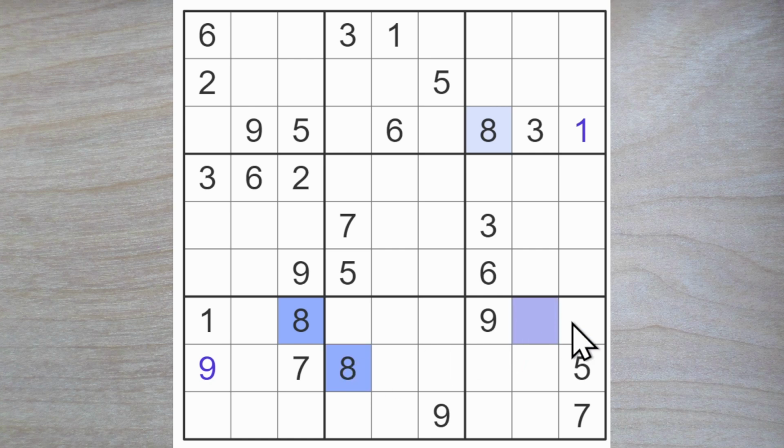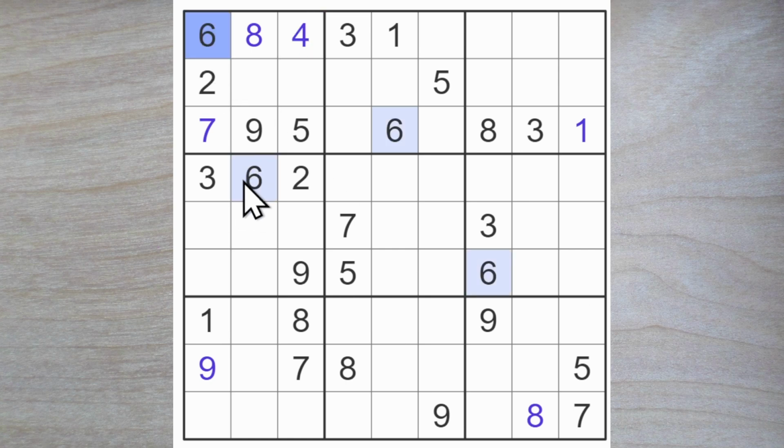Two 8s blocking across, 1 8 blocking down, gives me an 8 here. 8 blocks up and over. We know that this is a 1 or a 3 because we just said that, therefore an 8 must go here. The 7 blocks up, therefore a 7 goes here, and this must be a 4. That was quick and painless so far.